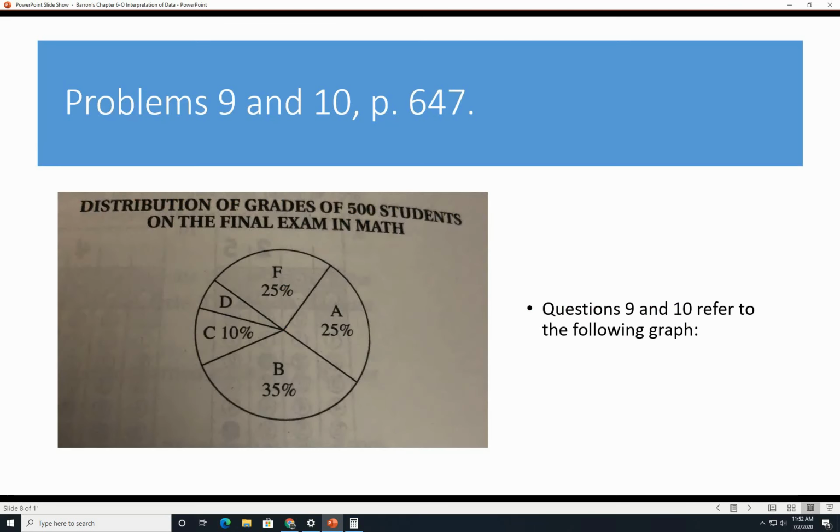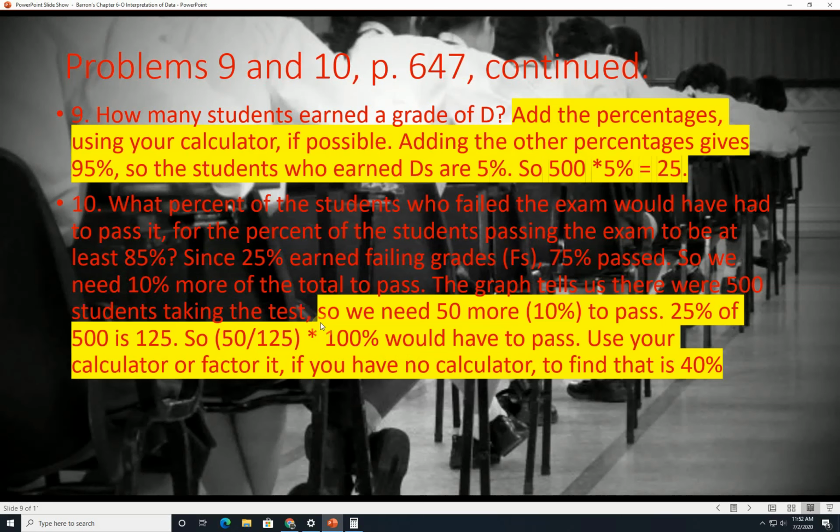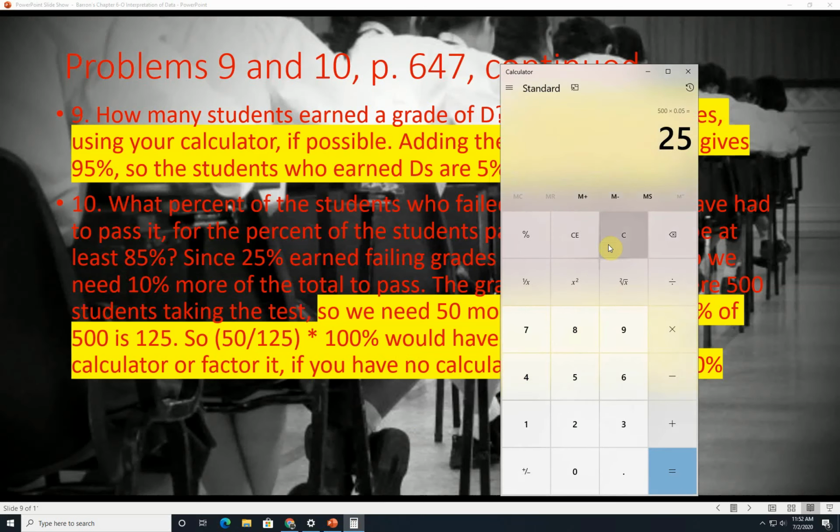Why? Well, because they told you right here. So it's 25%. And we know there's 500 students, so it's really easy to multiply. Sorry, I just gave the answer there. It's 500 times 25%, which is 125. So we know 125 earned failing grades.